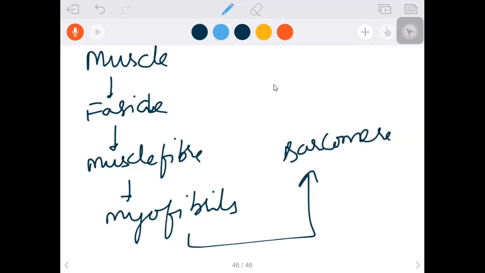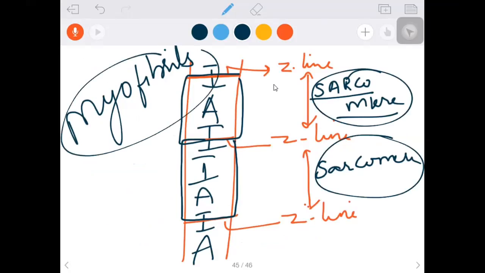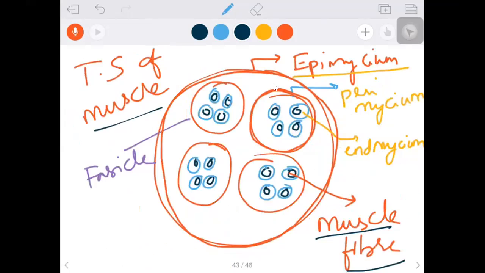This is the point: we reach toward the sarcomere. Many sarcomeres are present in a myofibril, many myofibrils are present in a muscle fiber, many muscle fibers are present in a fascicle, and many fasciculi together we call a muscle. So exactly where we are, we need to find out.